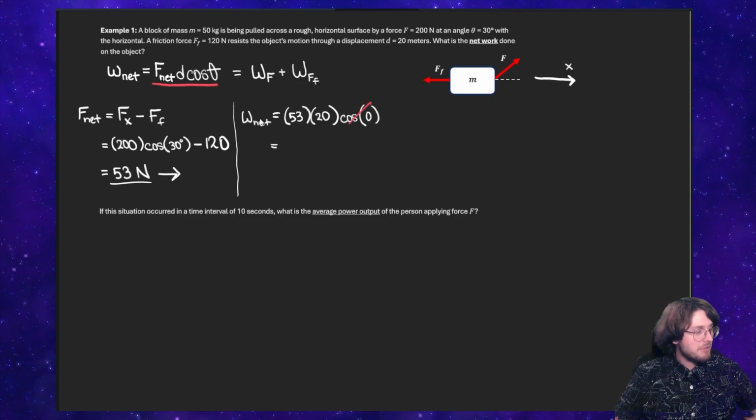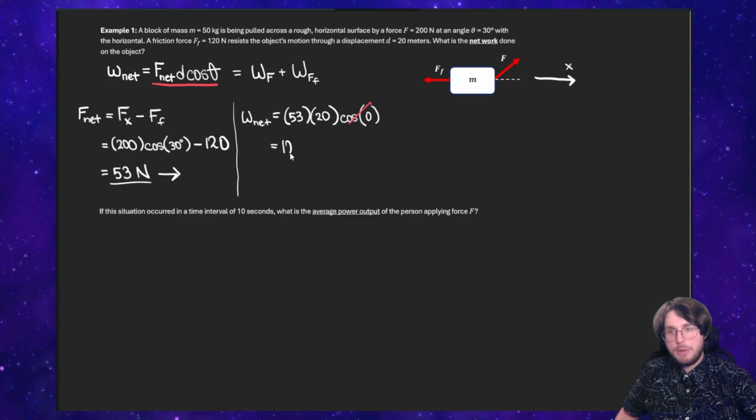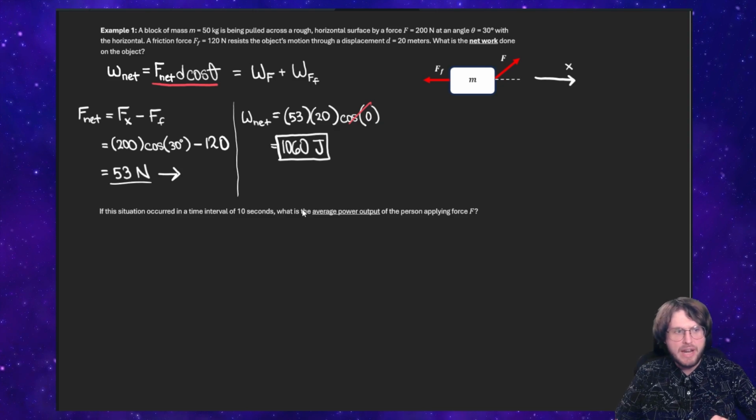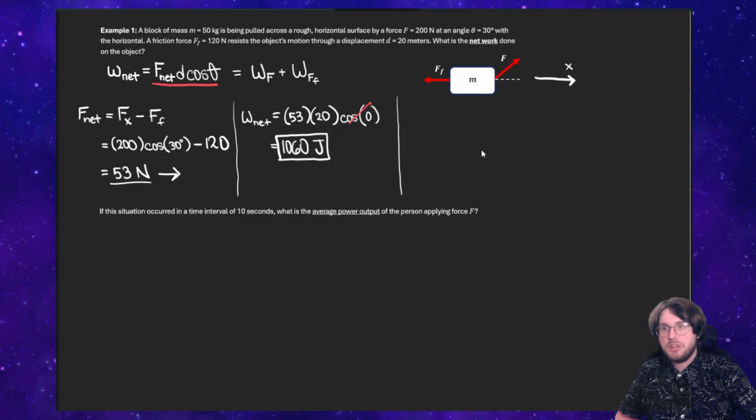And so we're left with 53 times 20, which will be about 1,060 joules worth of energy that's added to this block altogether. And that is including what friction is taking away. So we have found a one and done solution to the problem right then and there. Pretty nice. Now let's try it out the other way. If we find those individual works, we'll be able to check our work as well. So the first one is the work due to the applied force.